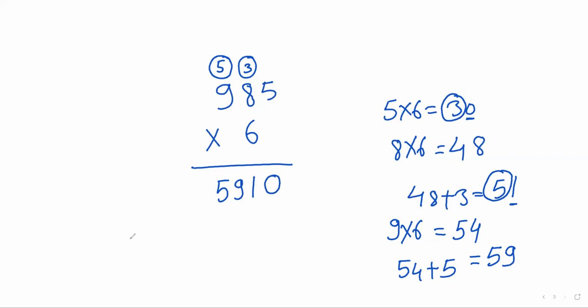So when we multiply 985 by 6, we get 5910. Now I will give you 3 examples and you have to solve them. Practice.